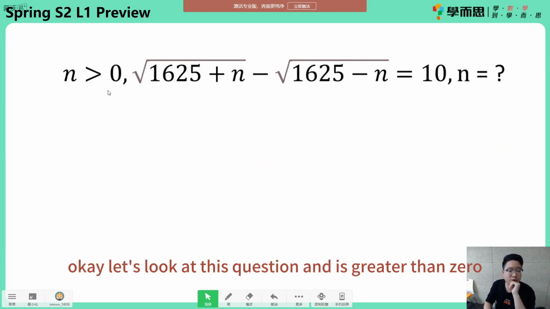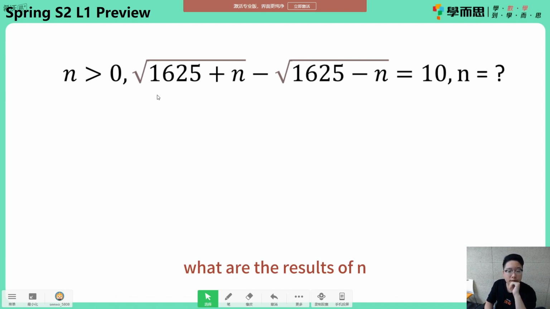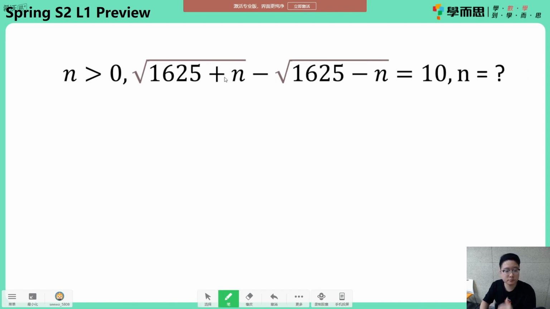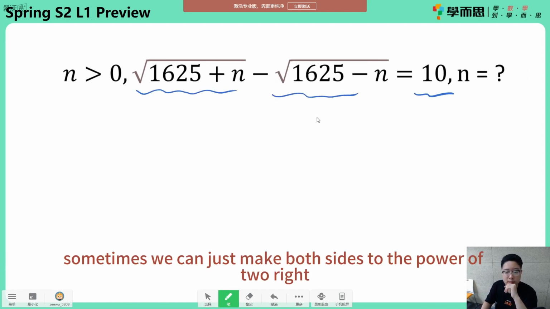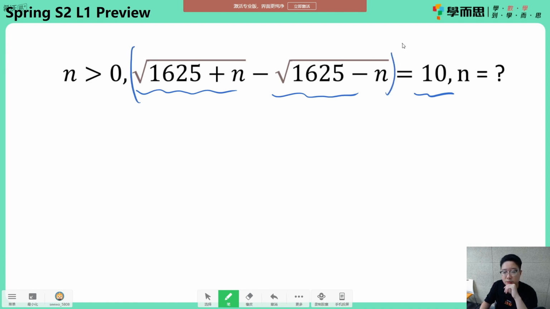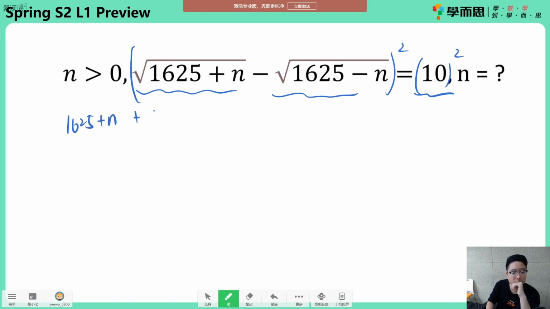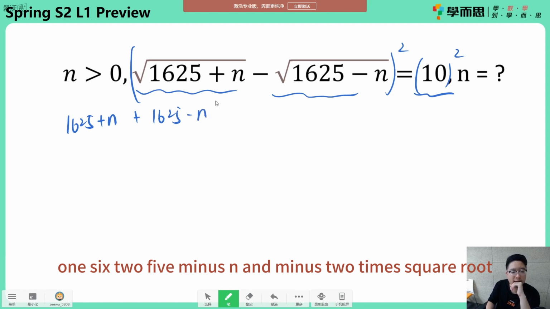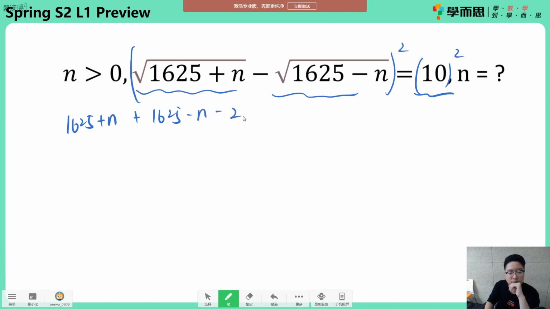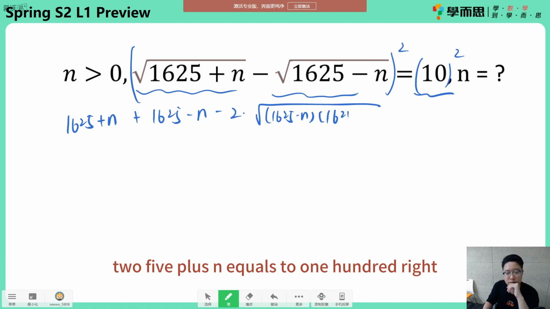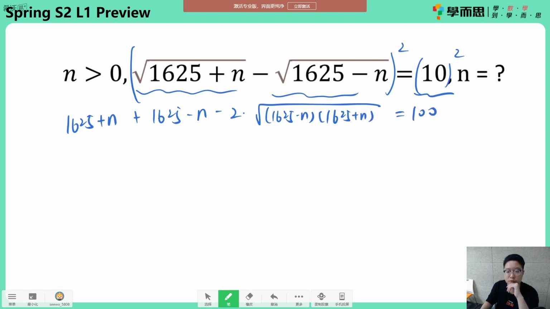Okay, let's look at this question. n is greater than 0. What are the results of n? So sometimes we can just square both sides, right? So for this part, it equals 1625 plus n plus 1625 minus n, and minus 2 times square root 1625 minus n times 1625 plus n equals 100, right?